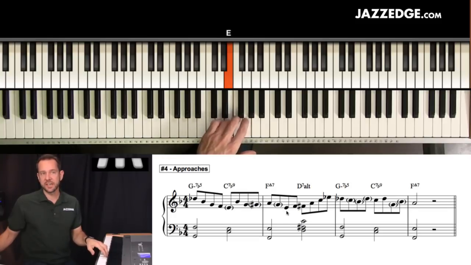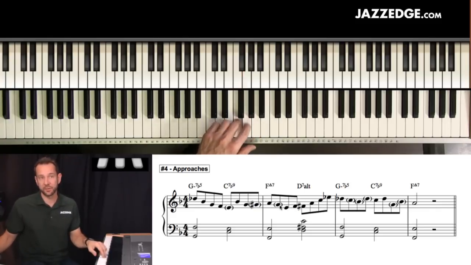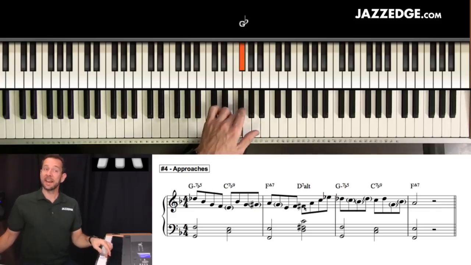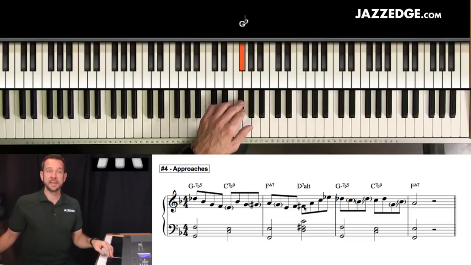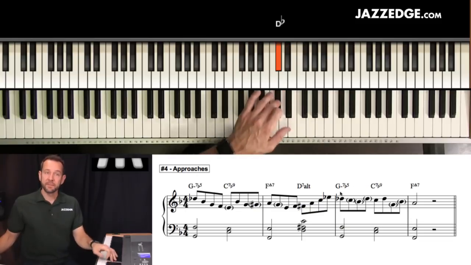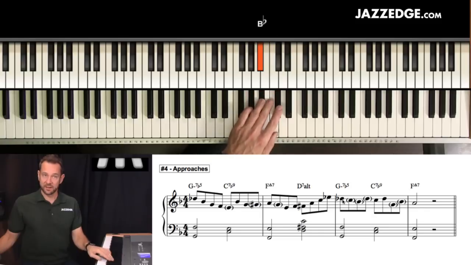Now take a look at this. This right here, the G to the E to the F, is really kind of like an enclosure on that F itself, right? So I'm doing a whole step above the F, half step below to the F, and then I do a half step up to the F sharp, which is the third of my D7 chord. Then fifth, seventh, flat 9, and then back to flat 5 for my G minor 7 flat 5.